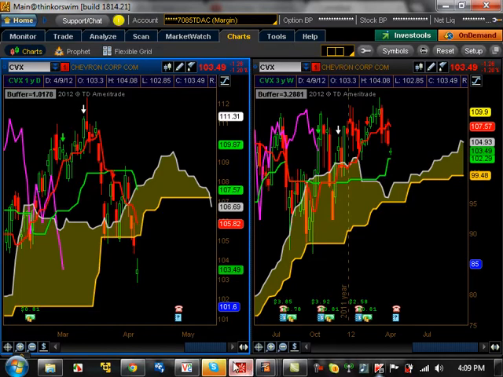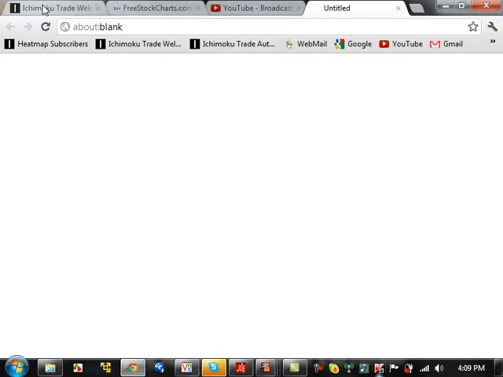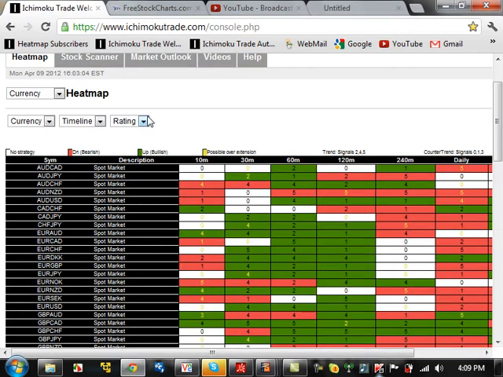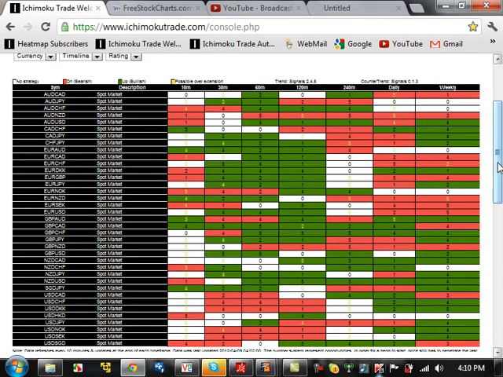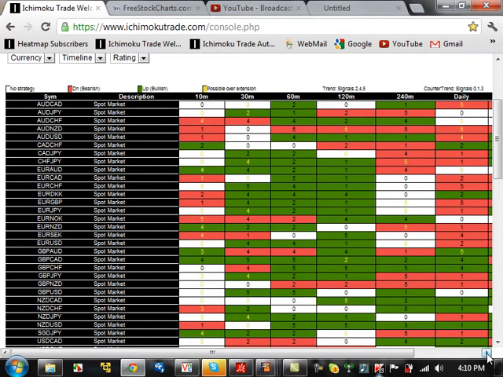We're going to start with the currencies. First thing we're going to do is go to our heat map. This is our rating system here, and what you're looking at is the daily and weekly time frame. I'm going to zoom in a little here. It's too small to see.